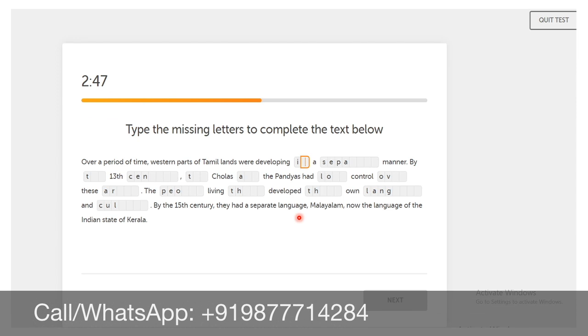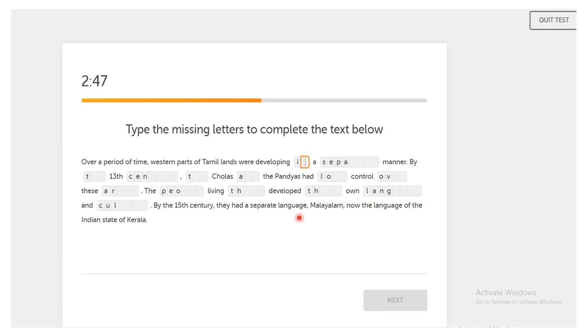Number 3, it should also be grammatically correct apart from being meaningful. So it should not have any grammatical errors with regards to articles or, let's say, tenses. So everything should be taken care of.